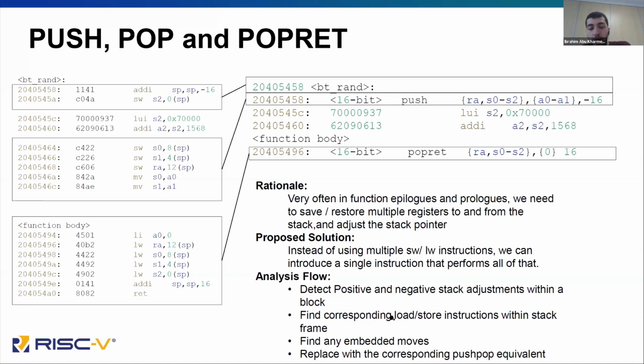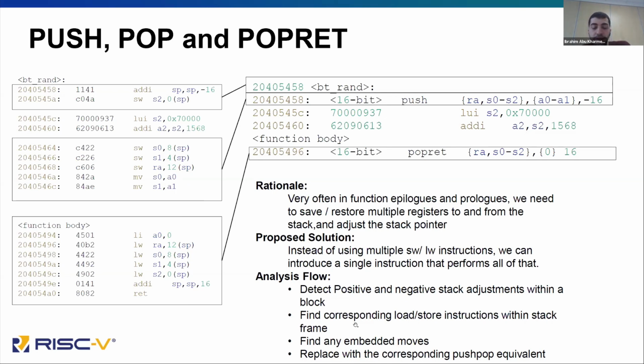So there is a proposed couple of instructions that do that. To analyze how much savings we get from this, we detect the positive and negative stack adjustment within a block. And then we find the corresponding loads and stores within that stack frame. This instruction also does a couple of embedded moves, because after we often save the saved registers, we have to move stuff from argument registers into saved registers. So this instruction also includes these.